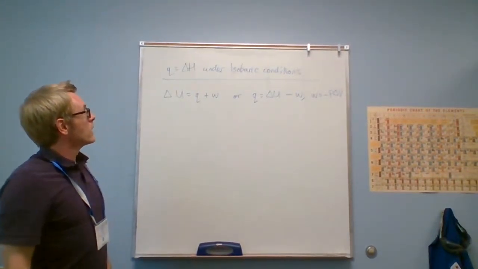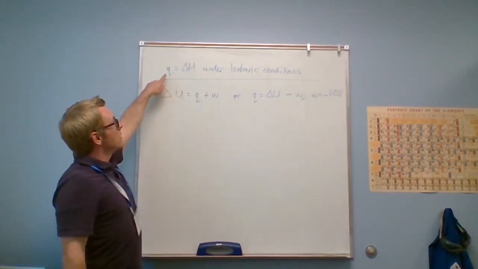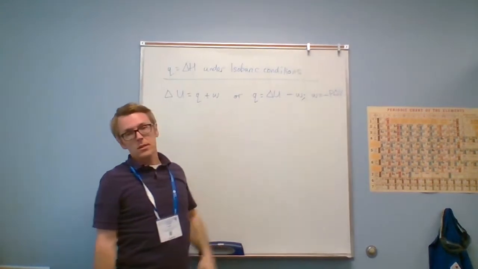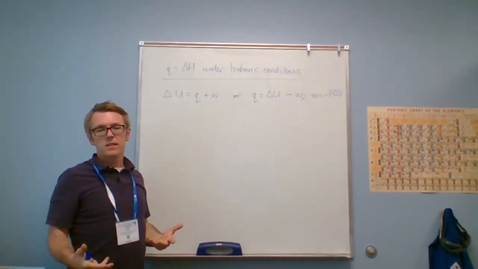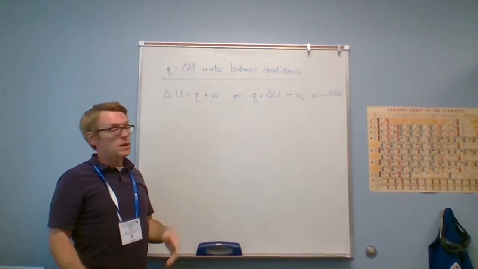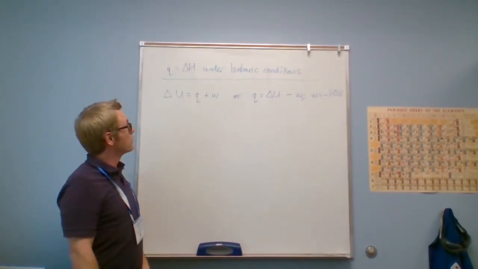To build on where we left off in the last video, we said that heat is equal to enthalpy change under isobaric conditions. So when the change in pressure of a system is zero, heat and enthalpy change have the same value.